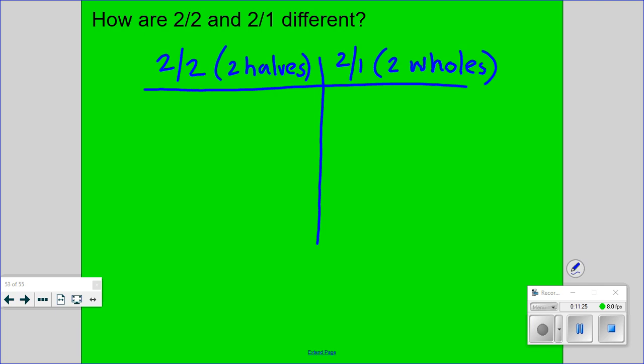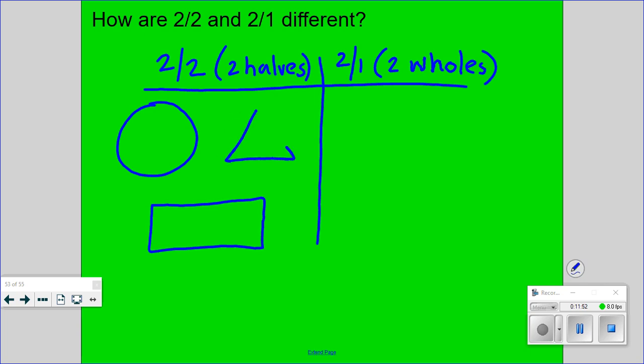Let's start with my 2 halves. If I'm partitioning something, that means I'm breaking it up, in this case by half. I'm only going to have 1 whole. So we can do a circle whole, even though those are not my most favorite. We could do a rectangular whole. We could do a triangle if you wanted to, as long as what we are cutting or partitioning has equal size pieces.